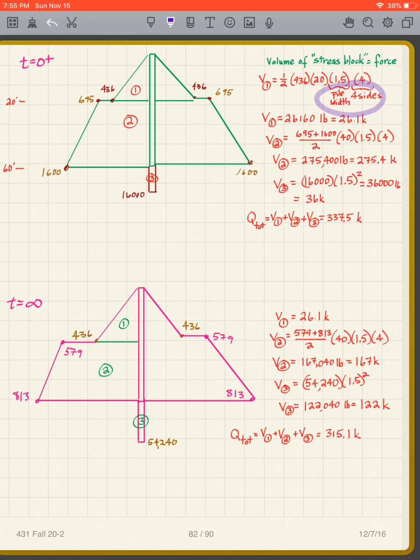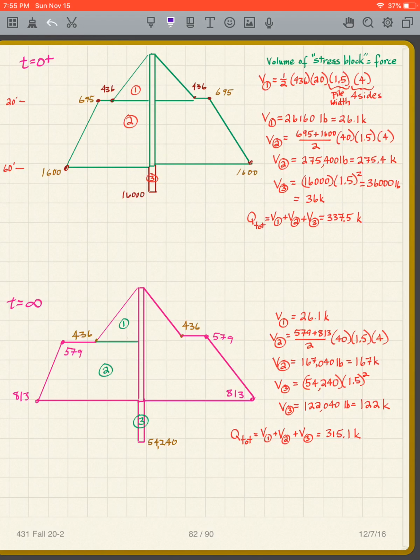4 sides, okay? So I have these four of those things. So for the 1 and 2, 1 and 2 have the 4. So there's a 4 there. 3 does not have 4. It doesn't multiply by 4 because there aren't 4 of those guys. There's one at the bottom. I got 4 at the top. 4 of the shears. So that's the only trick that you have to realize. You add them all up. There's my T equals 0 plus, 337 kips.